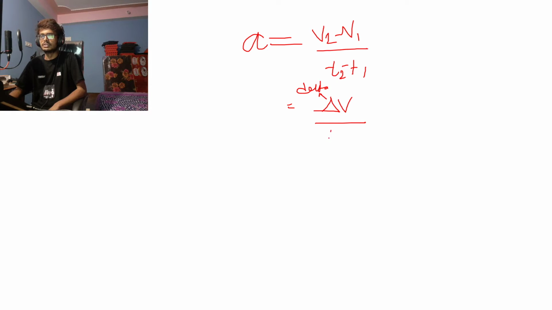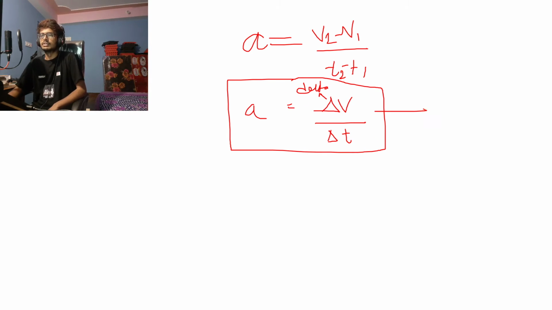Delta v over delta t, so we represent it by del v by del t. So that is the acceleration of a body, right? So we studied this. If you simply want to know what acceleration is, it's basically how fast or how slow you're moving with respect to your speed some time ago.